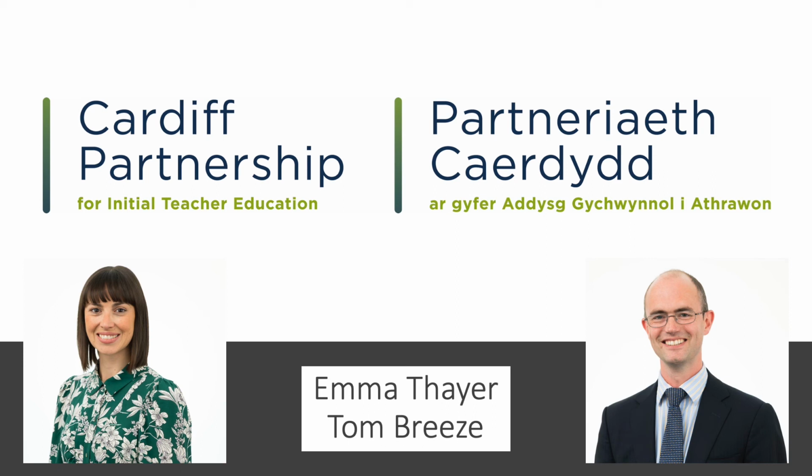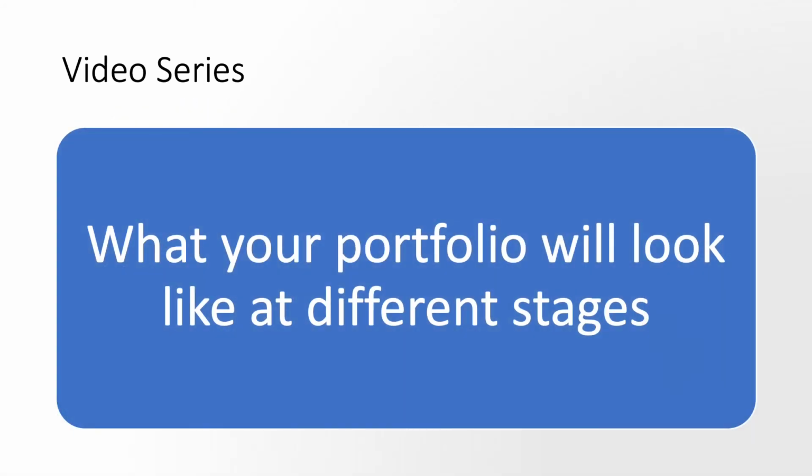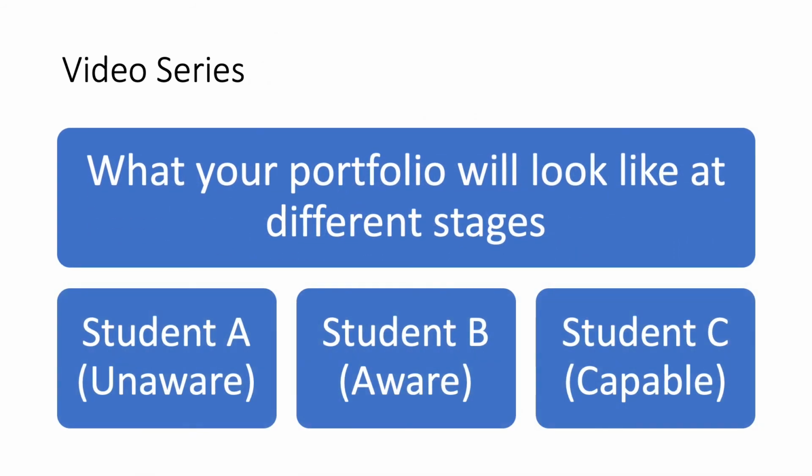So far we've given you some key headlines about the different types of evidence that you will pull together. We've hopefully demystified how your portfolio will look at each step along the continuum of effective practice, and we have given you a deep dive into one of the standards, P2 differentiation, to try and give you a clear idea of what your evidence will look like to support your progress from unaware all the way through at the moment to capable.